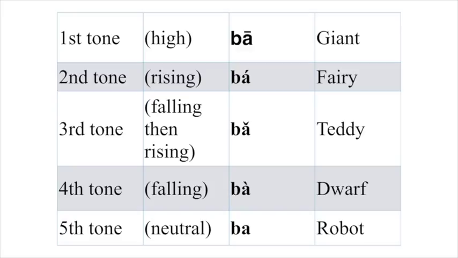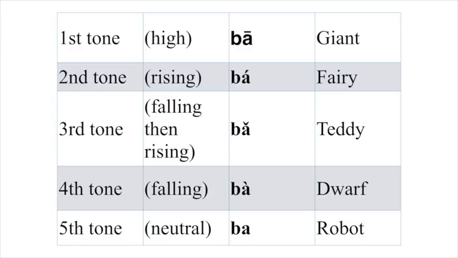Archetypes are going to be things such as a giant, a fairy, a teddy, a dwarf, or a robot. And every picture that you visualize or that you see in the text is going to have a picture of one of these 5 things. And each of those things symbolizes one of the tones. Now you may already know Chinese has 5 tones. The first tone, ba, is the high tone. And then the second tone, ba, is the rising tone. The third tone, ba, is falling, then rising. The fourth tone, ba, is the falling tone, and then the 5th tone, ba, is a neutral tone.